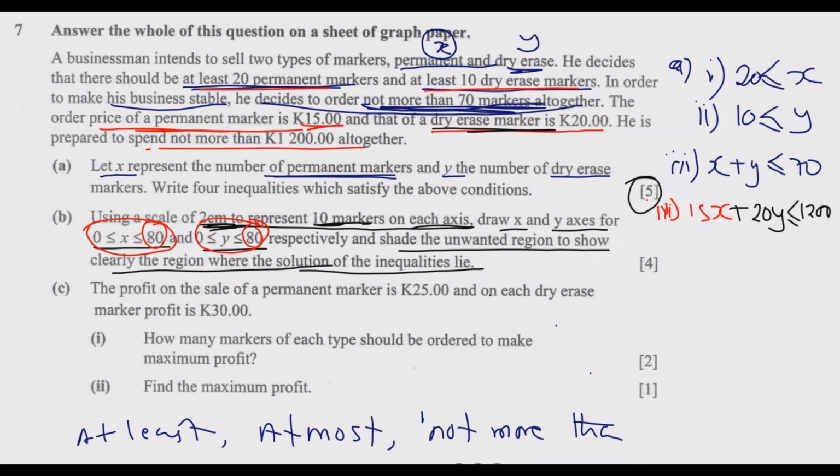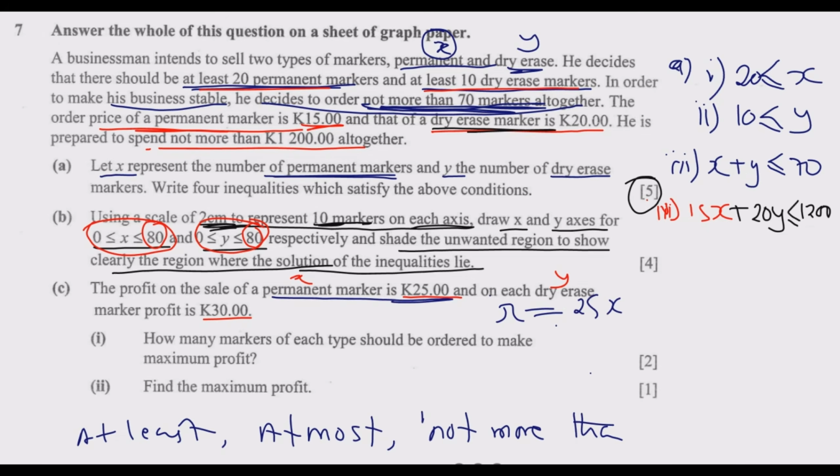The profit on the sale of a permanent marker is 25 kwacha, and on each dry erase marker profit is 30 kwacha. So we have that and that. Remember, this is x, then this is y, the dry erase. How many markers of which type should be ordered to make the maximum profit and find the maximum profit? So let us first of all form the profit function. So the profit function is, in this case, given by the number of permanent markers, which is x, multiplied by 25. It will be 25x.